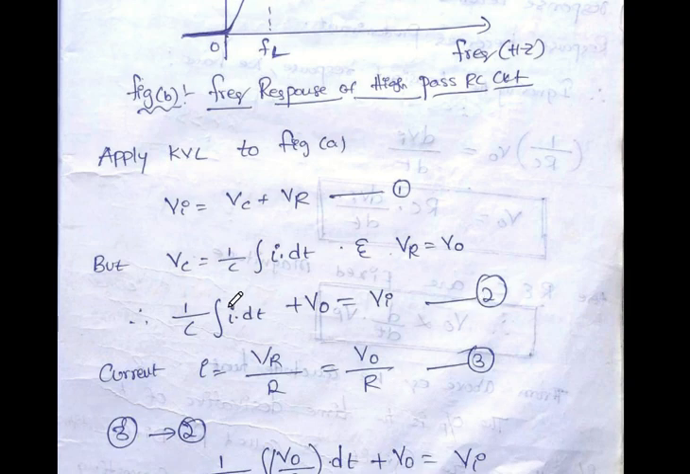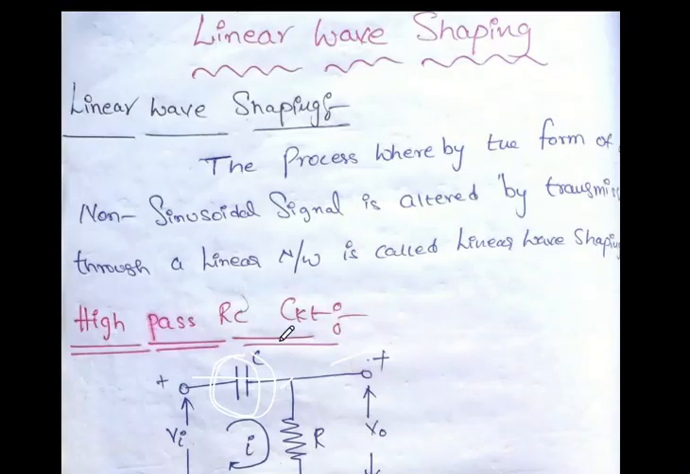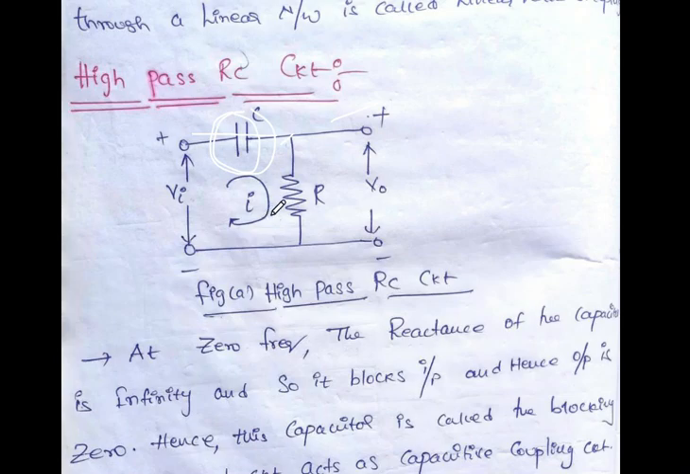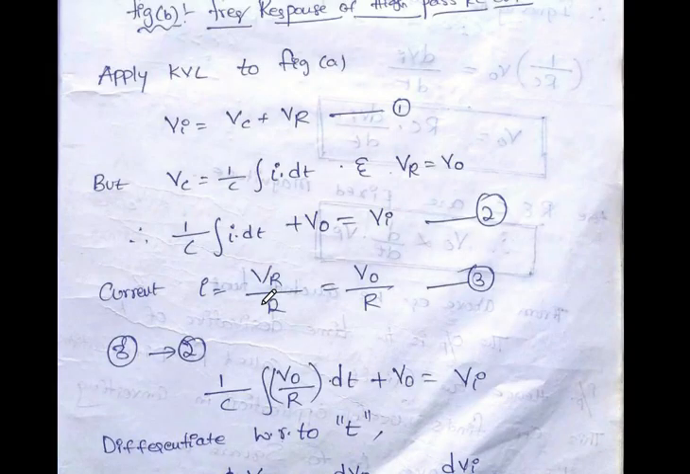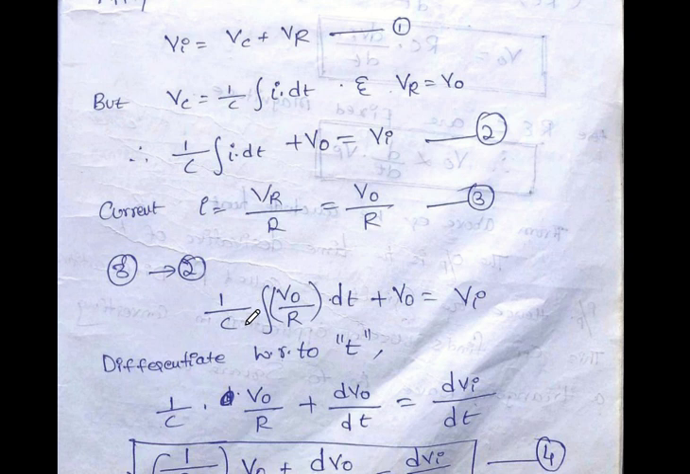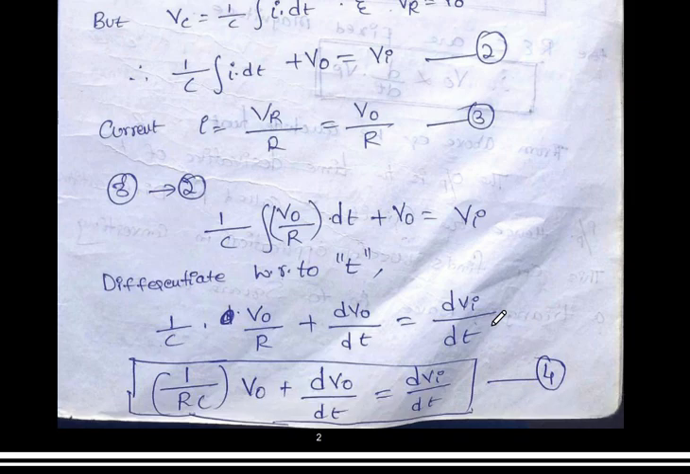Now in equation number 2, i represents the current flowing through the resistor. That i is equal to Vr by R, or V naught by R. So that is clearly represented here: Vr by R is equal to V naught by R. Now substitute the value of i into equation number 2. Therefore, 1 by C into the integral of V naught by R dt, plus V naught, is equal to Vi.